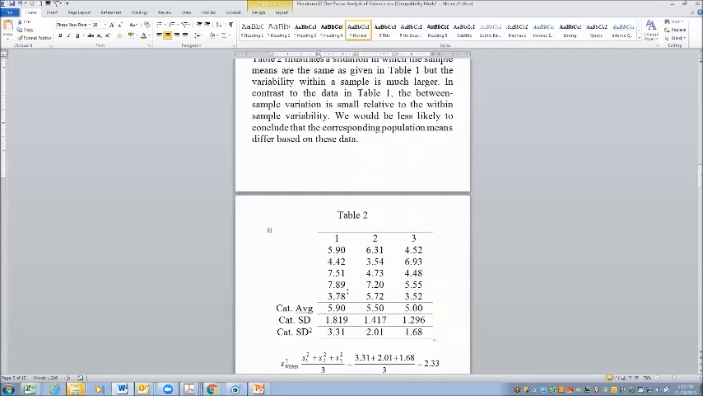So I want to go through this second set of numbers and show you how we would calculate S sub within squared and S sub b squared. This is a slightly different method than what the textbook uses. This method that we utilize will result in the same values, but is a little bit easier to follow.